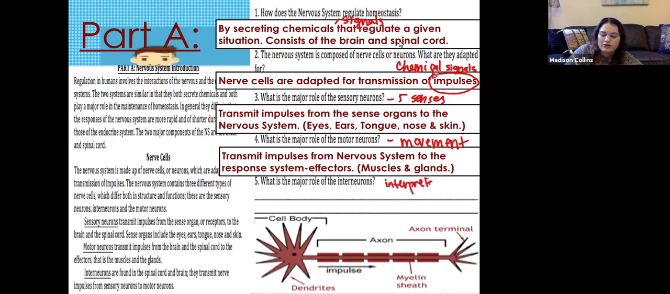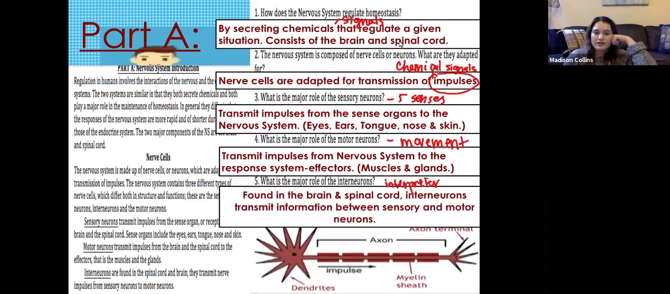So what is the role of the interneurons? Well, they're found in the brain and spinal cord, and they're going to transmit information between the sensory and motor neurons. So they're found in between those 2 neurons.